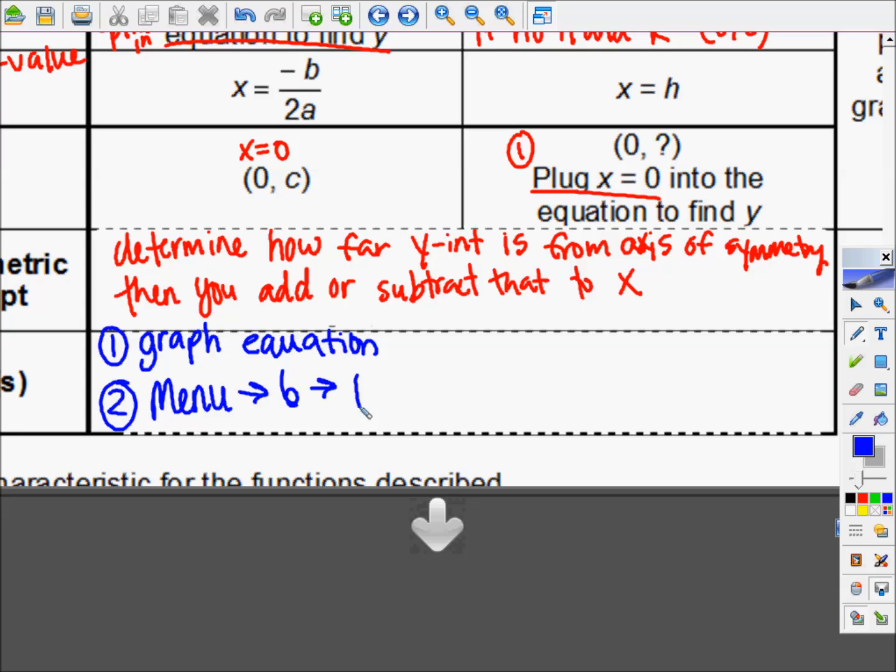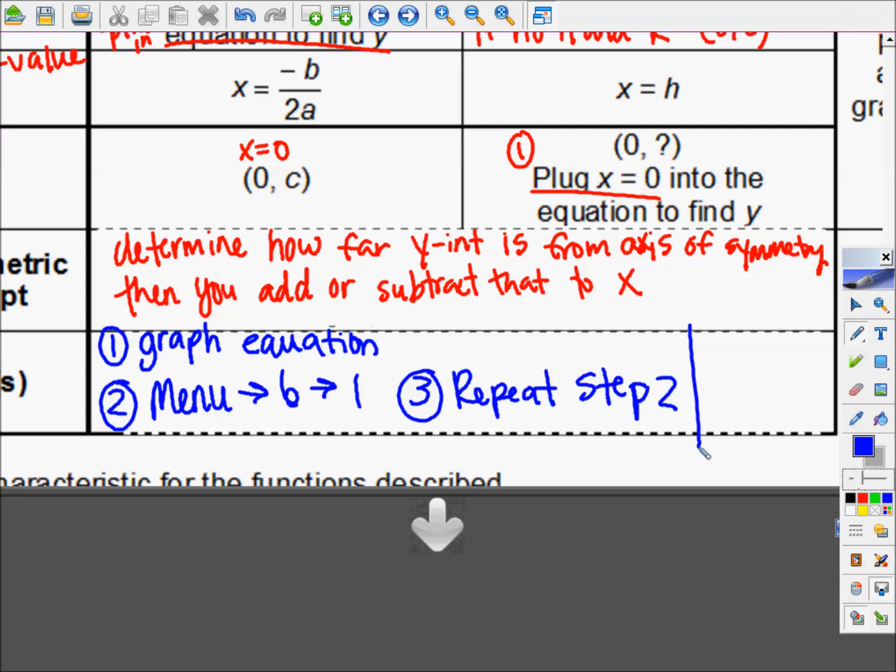Menu 6 1. And remember, when it says lower bound, that means we go what direction? Left. And when it says upper bound, we go to the right. We shouldn't go to the corner, because we're not doing systems. Alright, and then step 3 is you repeat step 2 again. That's the last step.